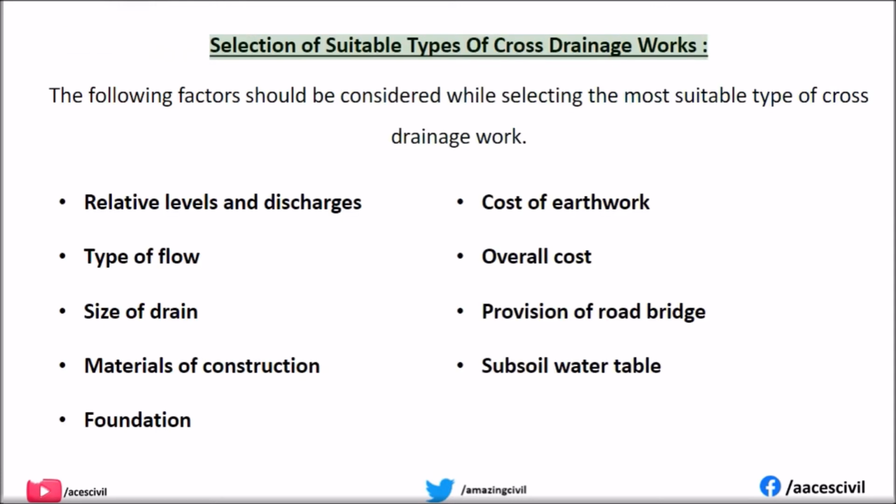Selection of suitable types of cross-drainage works. The following factors should be considered while selecting the most suitable type of cross-drainage work: relative levels and discharges, type of flow, size of drain, materials of construction, foundation, cost of earthwork, overall cost, provision of road bridge, and subsoil water table.